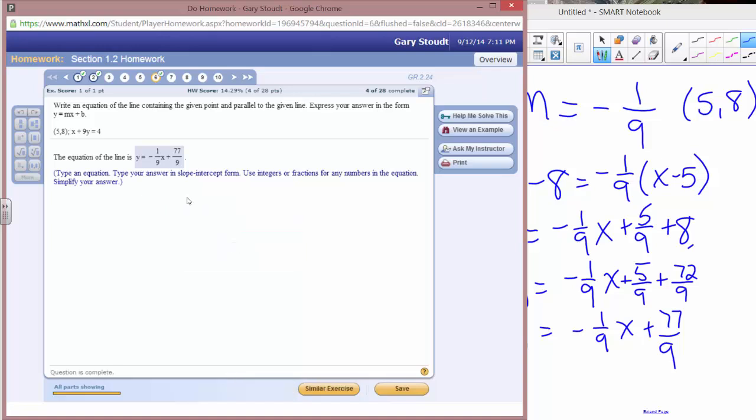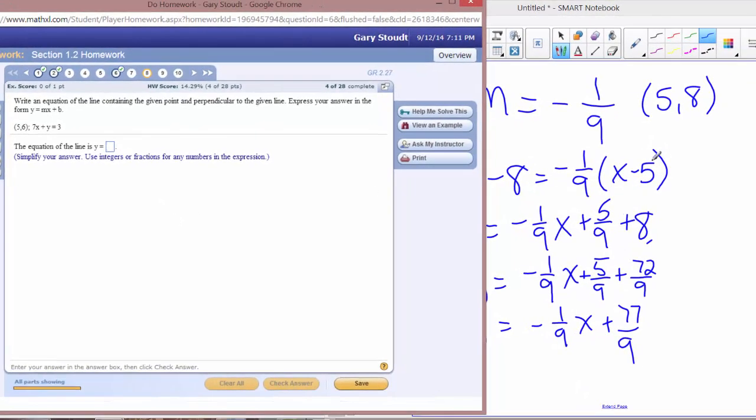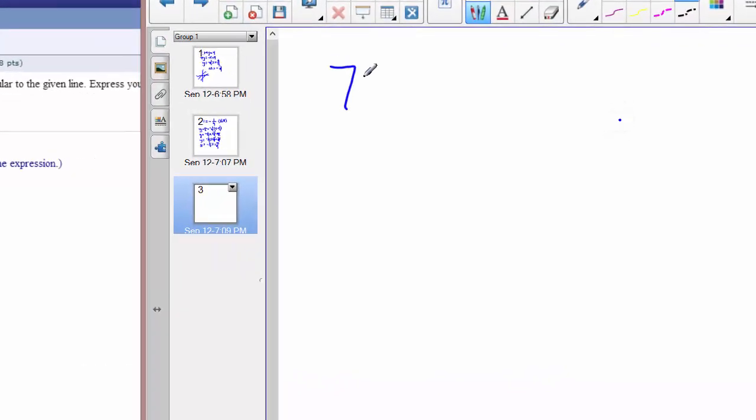The next one that gave some trouble was problem number 7. I'm not going to go through that one because that is pretty much the same as problem number 6. They give you a line and they ask you to find a line parallel. So we'll skip over that one and jump right to problem 8, which is similar. Write an equation for the line containing the given point and perpendicular to the given line. So the line we are given this time is 7x plus y equals 3. So we need to find the slope of this because that's related to the slope of the perpendicular line.